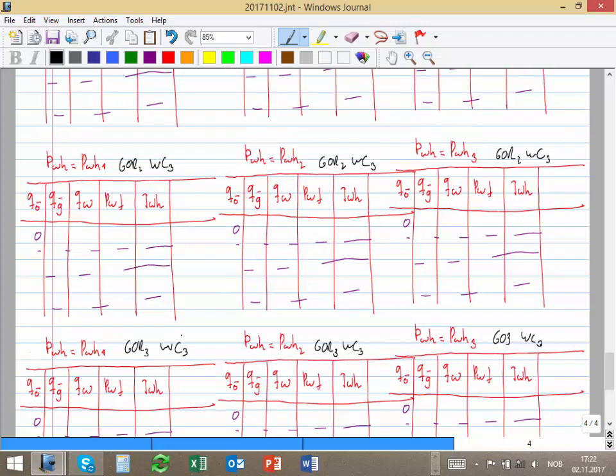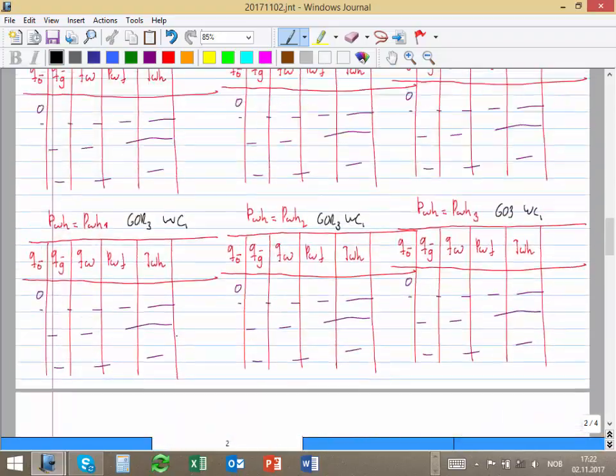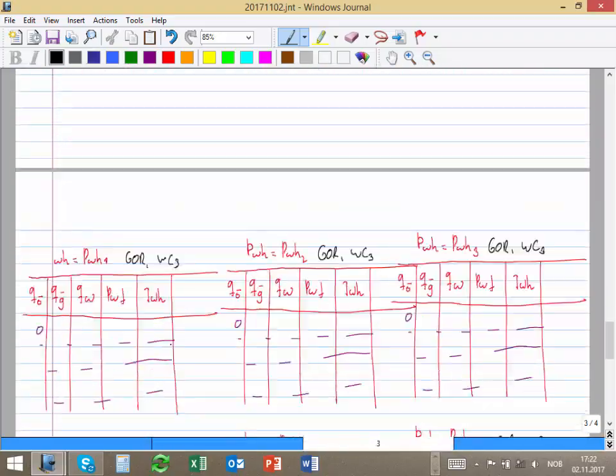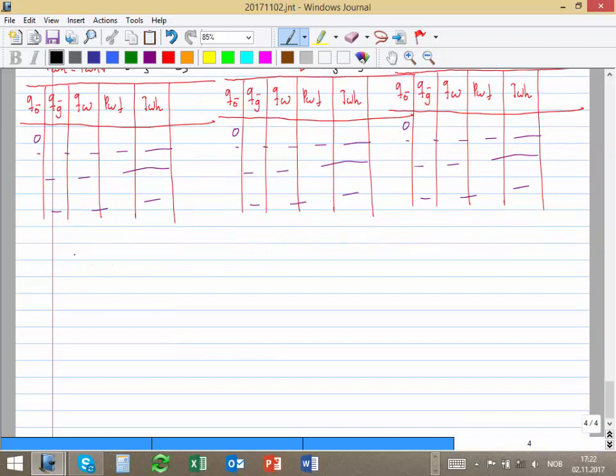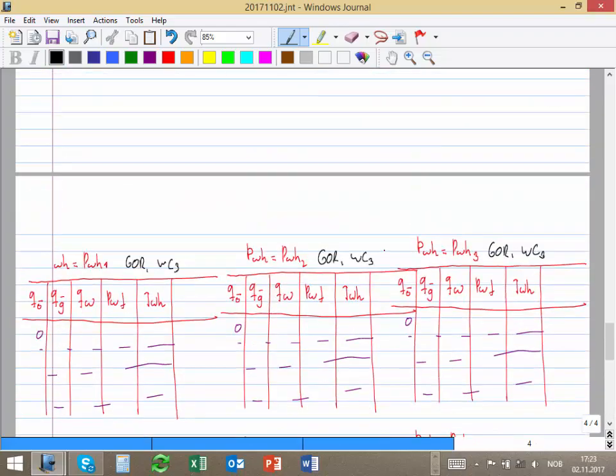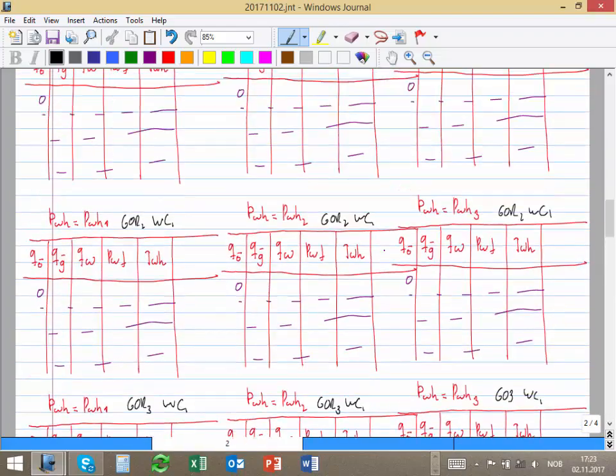So that gave you how many tables? So that gives you, okay, the number of cases, the number of tables, is the number of wellhead pressures times the number of GORs times the number of water cuts. Okay, so in our particular case, we have three, and that gives you 27 tables. That's exactly what we have here. Yes? No?